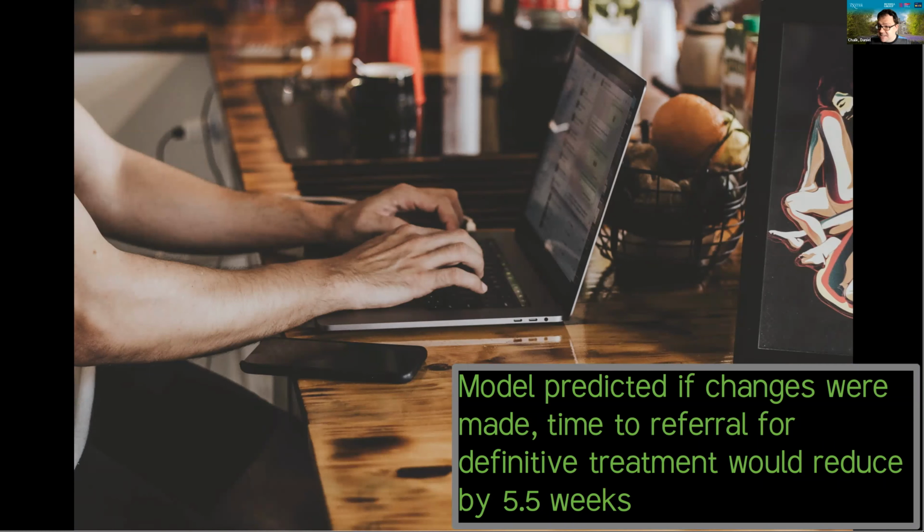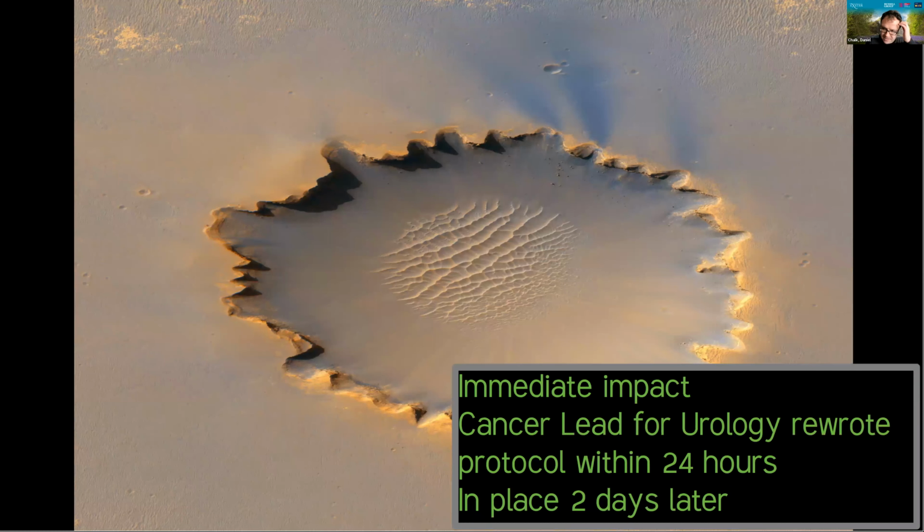Basically, we plugged this into the model, plugged in those changes, and the model predicted that if they did those things, the time from referral to treatment would reduce by 5.5 weeks, which was stark. Over 5 weeks of waiting would be shaved off the system, which is huge and really significant, particularly for muscle invasive bladder cancer patients.